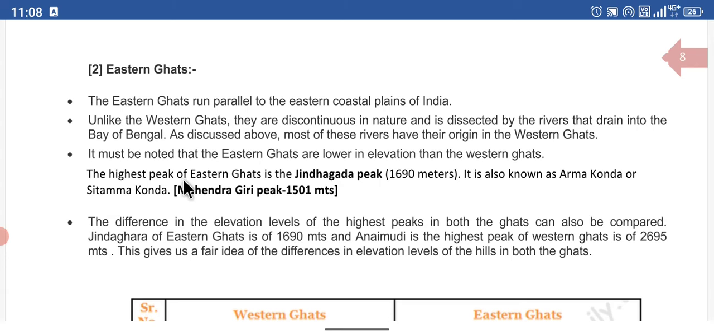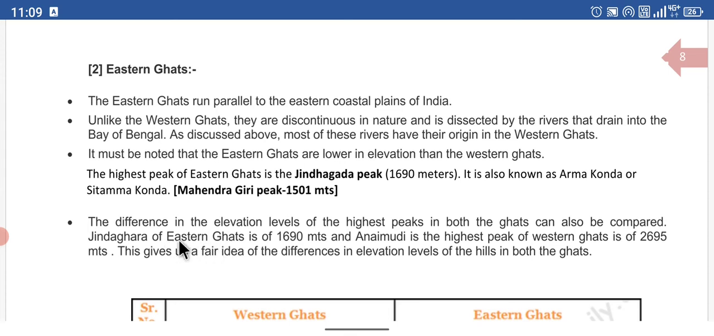The highest peak of Eastern Ghat is Jindhagada peak, which has a height of 1690 meters. It is also known as Armakonda or the Sitamma Konda. Mahendragiri peak is an important peak of Eastern Ghat and it has a height of 1501 meters. The differences in the elevation level of the highest peak in both the Ghats can also be compared.